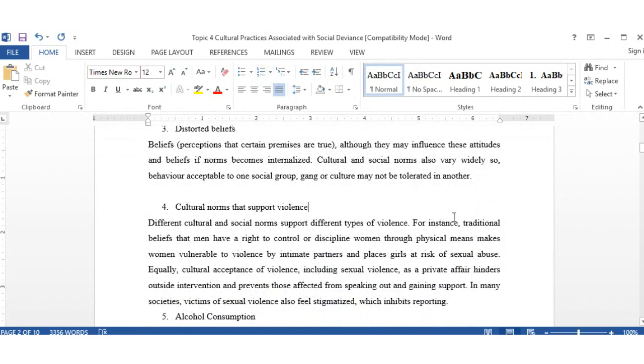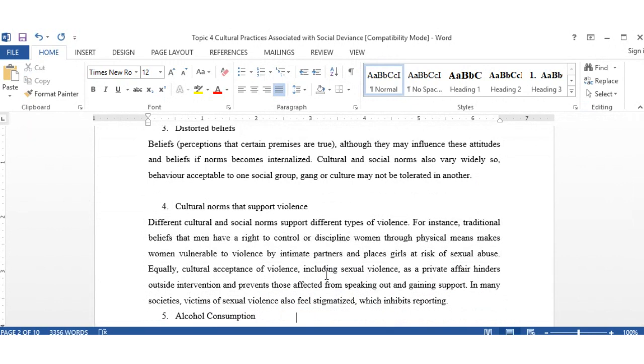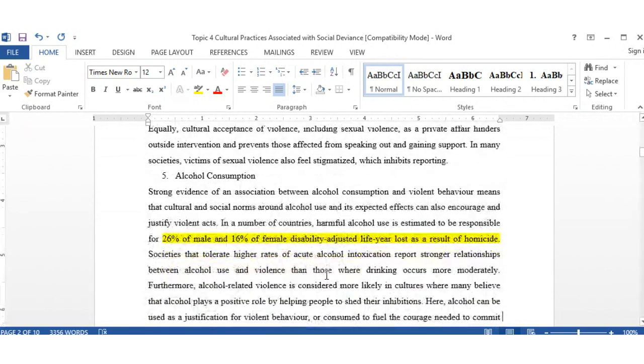For instance, traditional beliefs that men have a right to control or discipline women through physical means makes women vulnerable to violence with their intimate partners and places girls at risk of sexual abuse. This is just an example of a situation where our culture would support violence. And then finally, I have included a study.